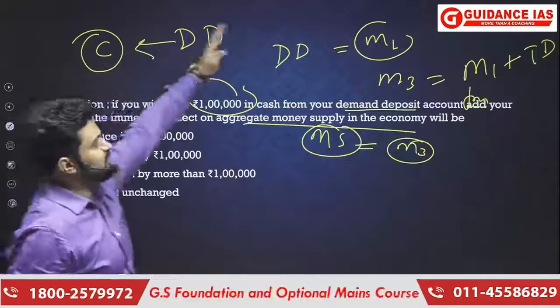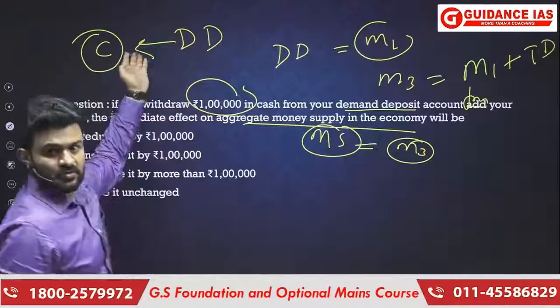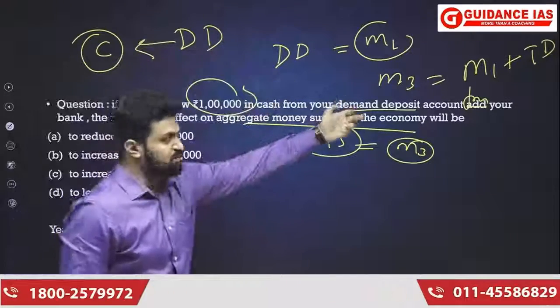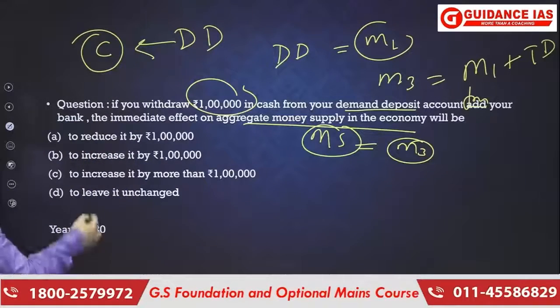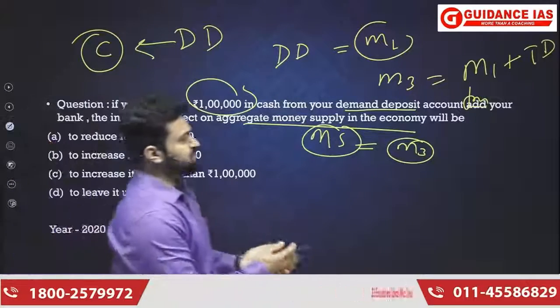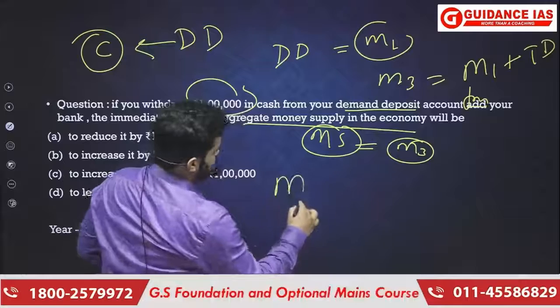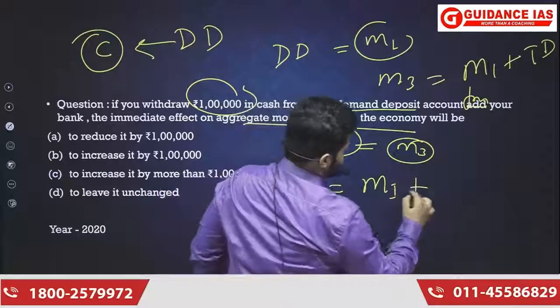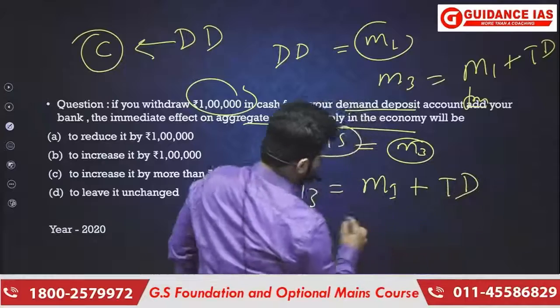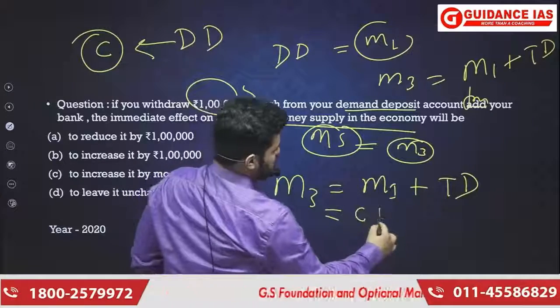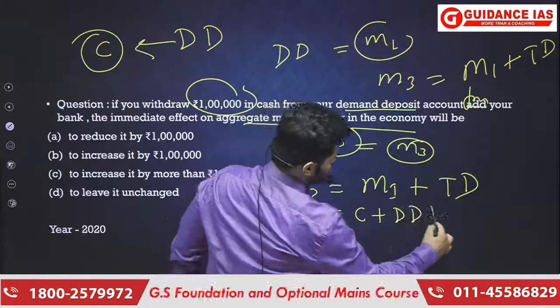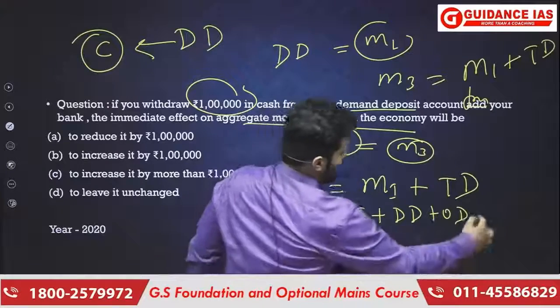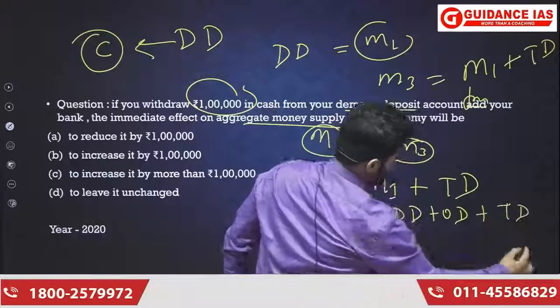But M1 includes C also, and M3 also includes C. So don't you think that there will be no change in the money supply, because money supply is M3 equals to M1 plus TD. And what is M1? M1 equals to C plus DD plus OD. You just learned about it. And then TD. Getting it?